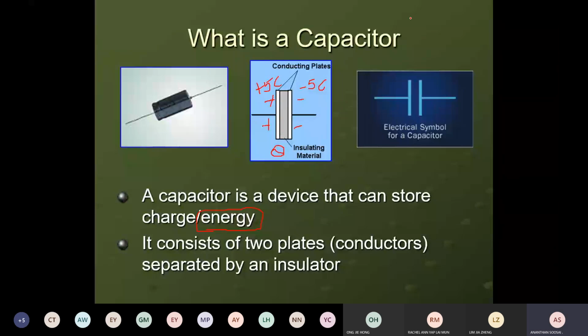But in A level, normally, if a student explains and says the capacitor is storing charge, they never penalize you. But the proper way is that a capacitor stores energy.